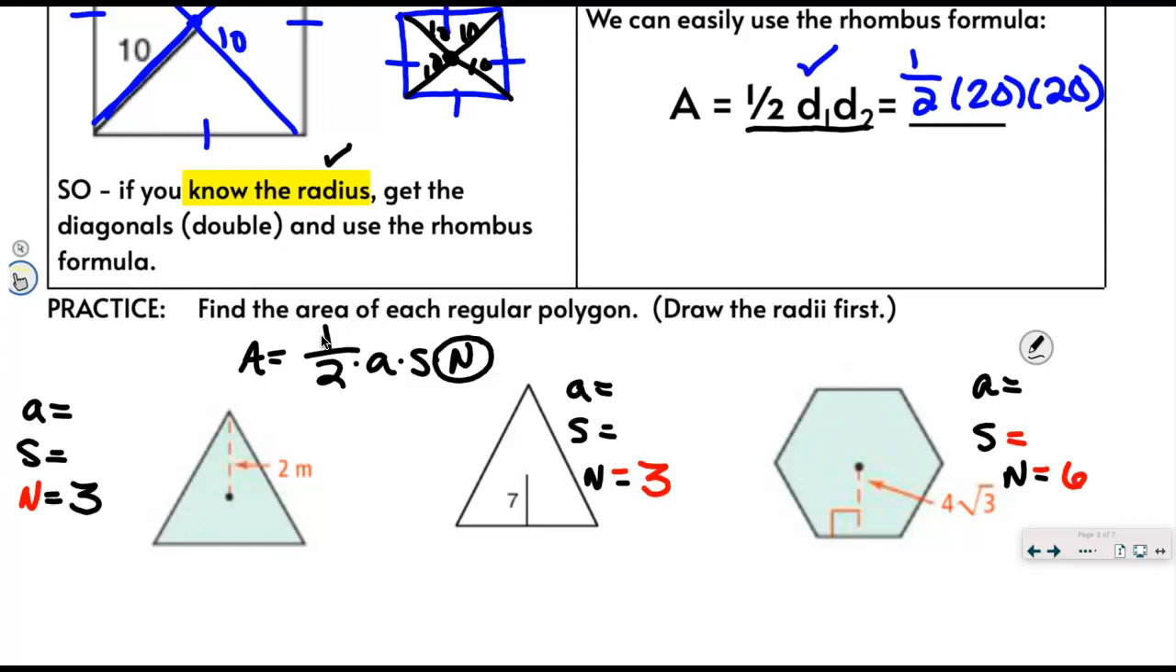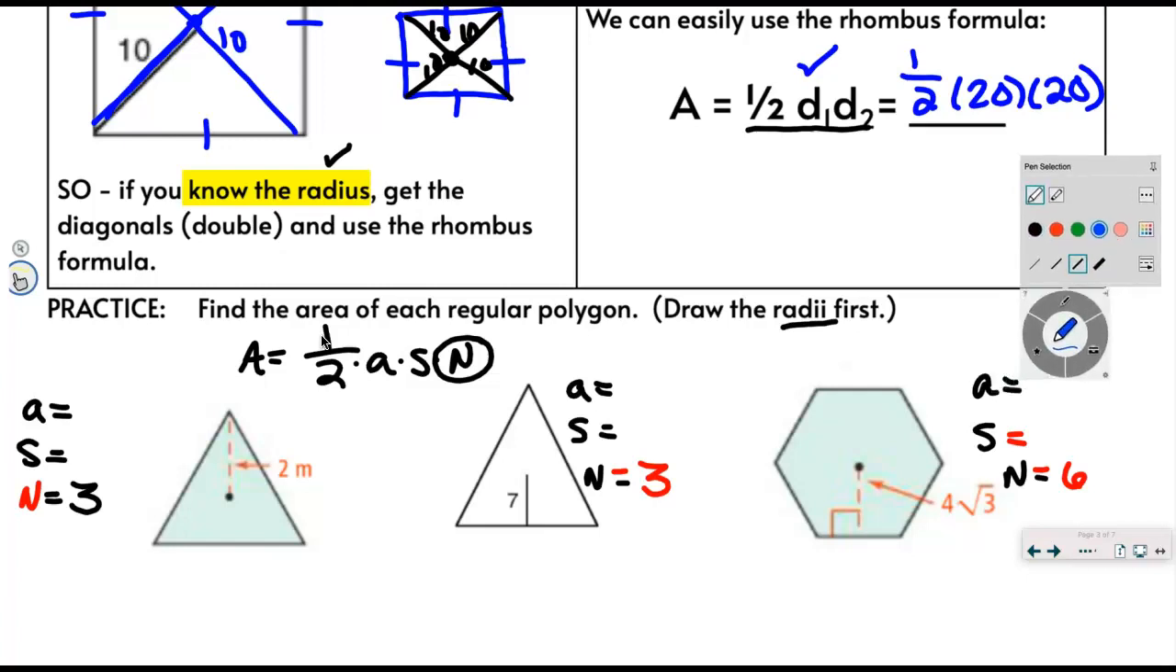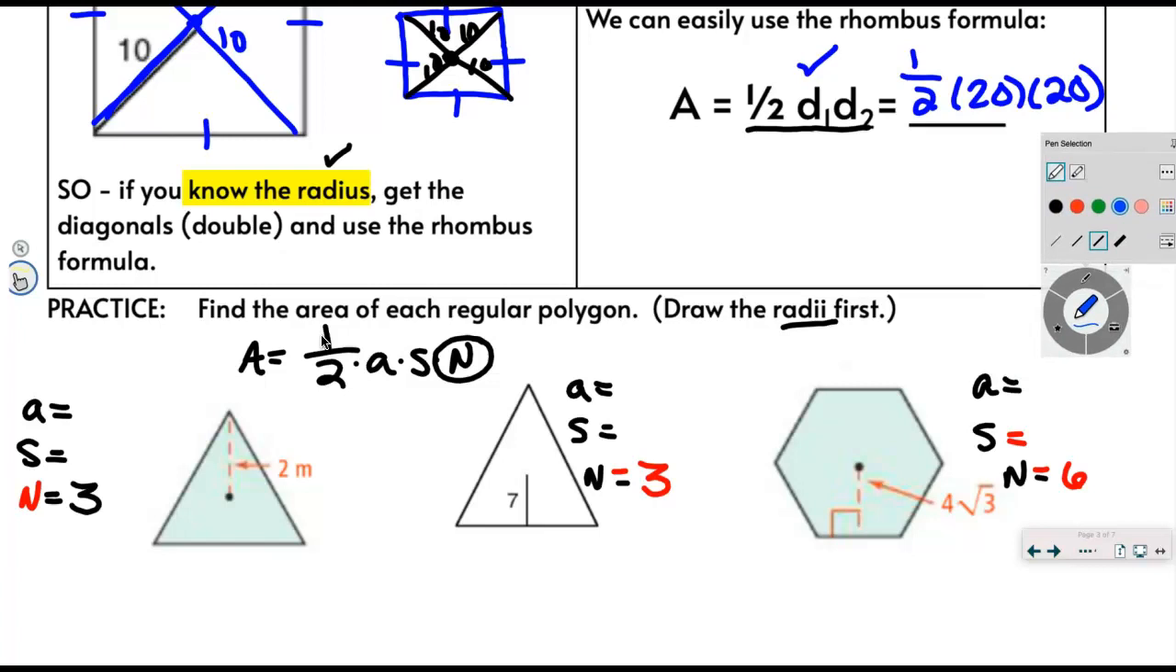Then I like to draw the radii. I think it helps me see it. So I'm going to switch colors, and in blue, I'm going to go draw the radii on all of mine. Center to vertex, center to vertex, center to vertex.